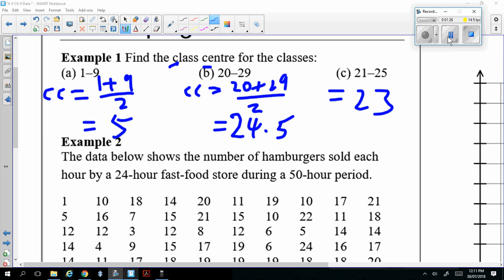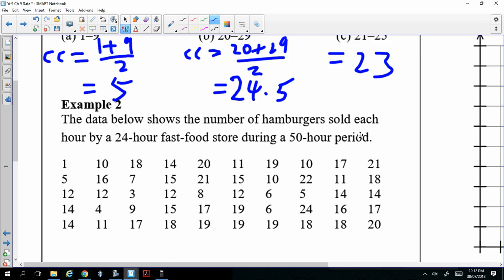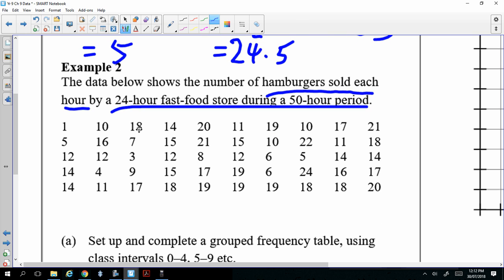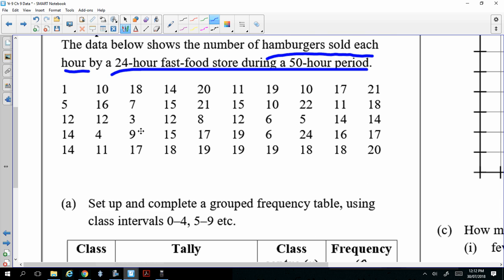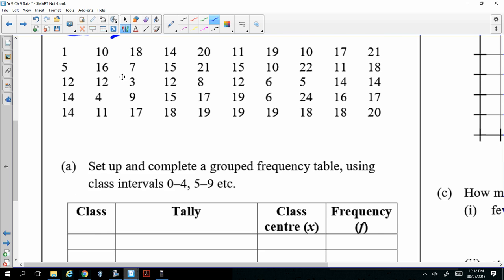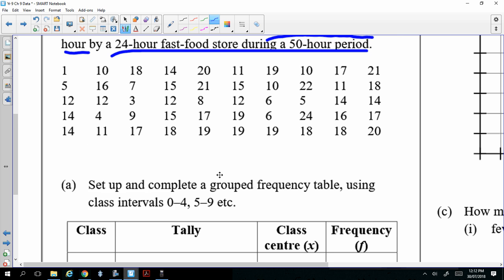all right, so now we have this data which shows the hamburgers sold each hour by a 24-hour fast food store during the 50-hour period. So in 1 hour, 1 hamburger sold, and some hours 10 hamburgers sold. So we're going to put them in a frequency distribution table, but put them in classes. And the classes, these are the classes.